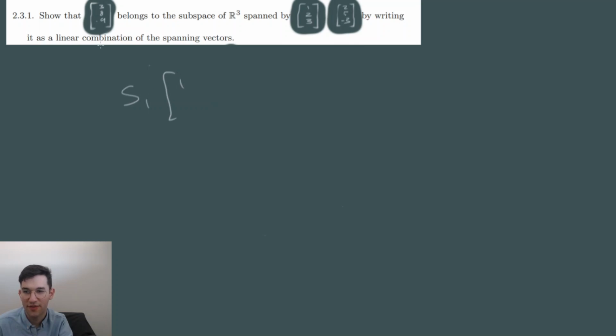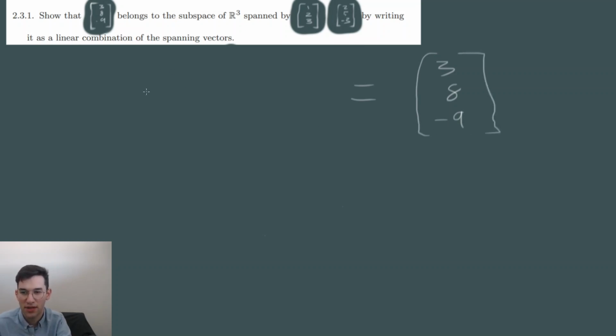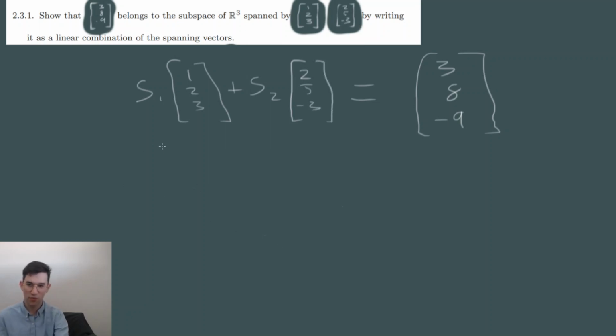We want to see if we can get 3, 8, -9 from a linear combination, which is a scalar times a vector plus another scalar times another vector. That's what we want to see. We want to see what the S1 and S2 are.